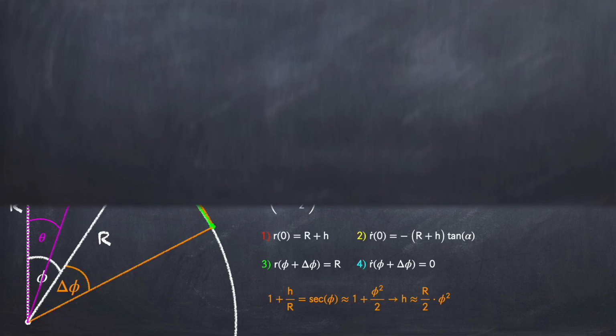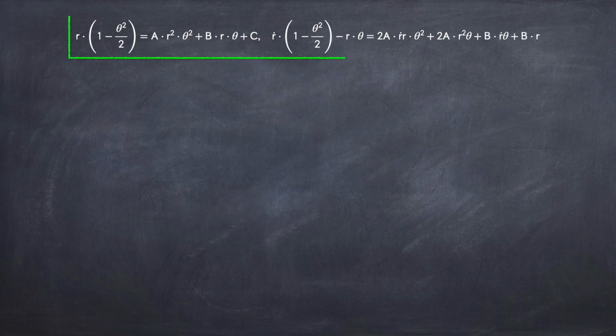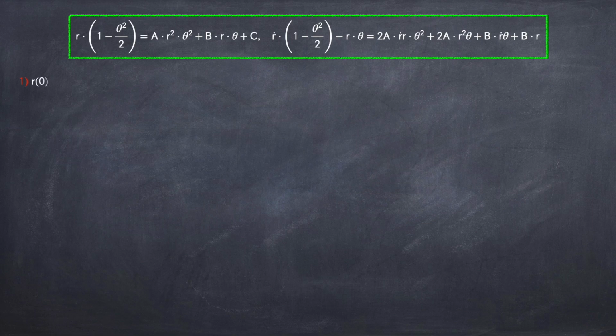All right, now we're ready to plug into our 4 boundary conditions. Let's first write our 2 equations for our parabolic path. And the first boundary condition says that R of 0 is equal to capital R plus h. And remember what h is in terms of phi. So this means that in this equation, everywhere we have theta, we plug in 0, and everywhere we have little r, we plug in capital R plus h.